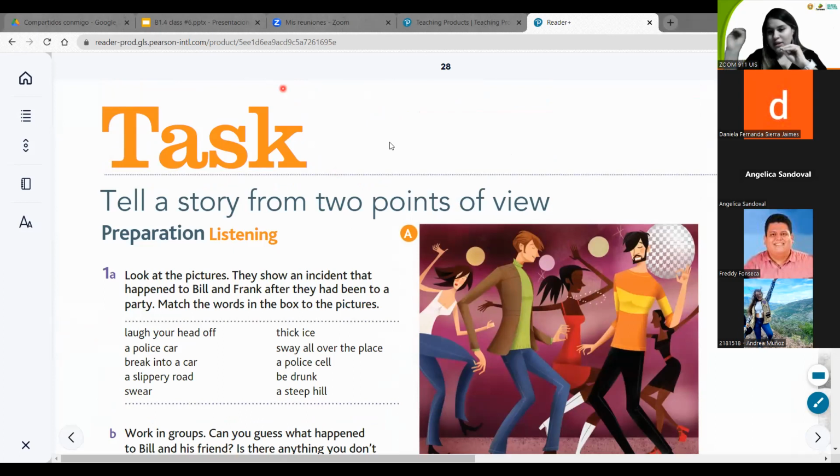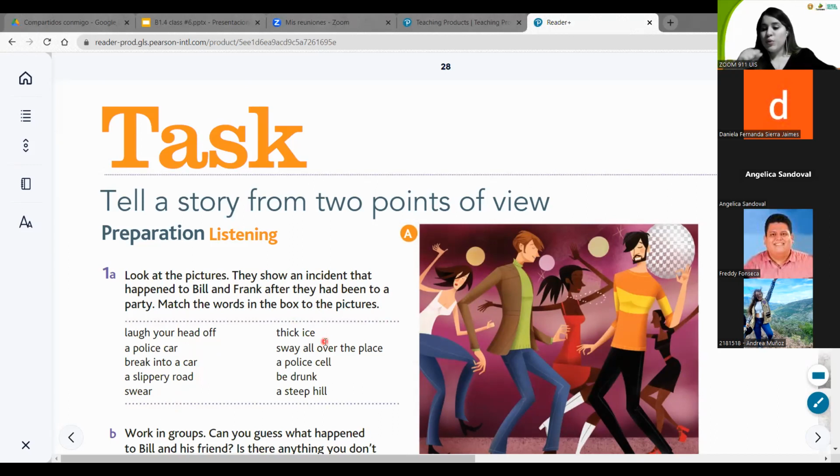So before we listen, we're going to look at the pictures. These pictures show an incident that happened to Bill and Frank after they had been to a party. So they were at a party, and then after the party, something happened. We are going to match the words in the box to the pictures. So we have laugh your head off, a police car, break into a car, a slippery road, swear, thick eyes, sway all over the place, a police cell, be drunk, and a steep hill.